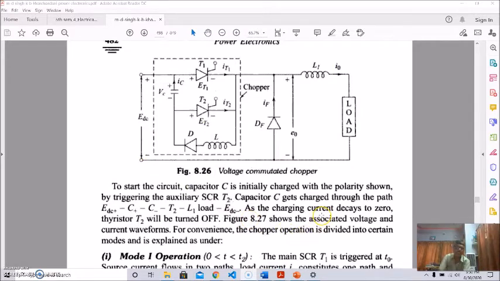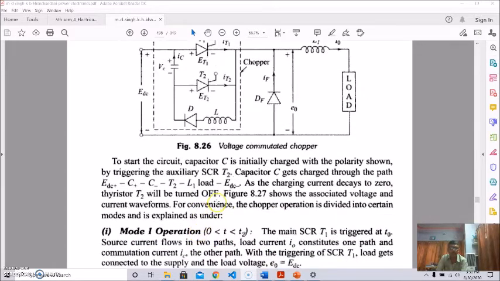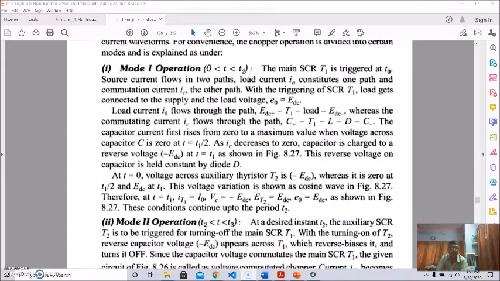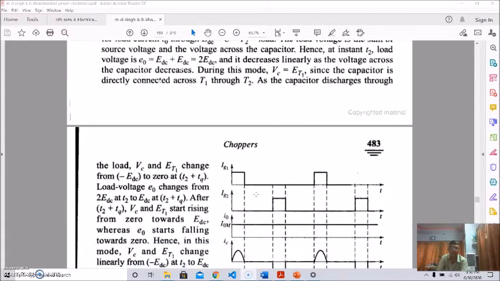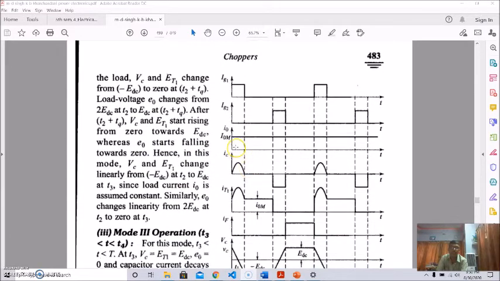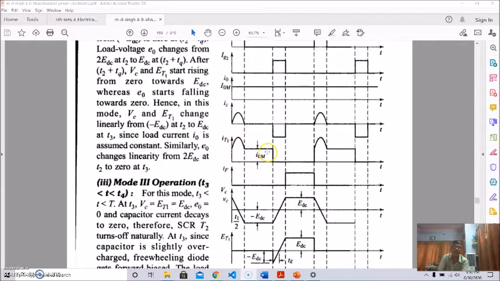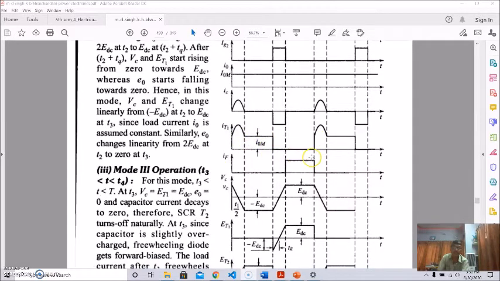As the charging current decays to zero, this auxiliary thyristor T2 will be turned off, and these are the associated voltage and current waveforms of this mode. That is shown here in figure 8.27. This is the current path, and this is the voltage path.